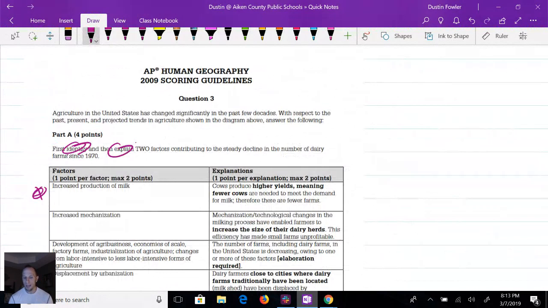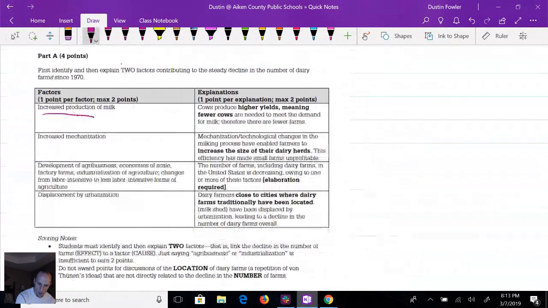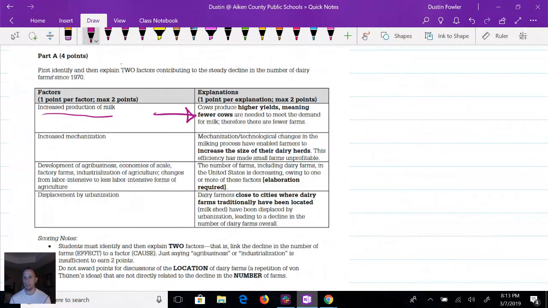Now, the way I like to think about this is that these are 2 separate things that they're asking you to do, all right? When you explain something, you can't do that in a simple sentence or phrase. You have to connect it to what they're asking you to explain. So to make this make sense, when you look at what it says for the factors and the identification, if you put increased milk production, that's the identification. Okay, there's not a whole lot more to say. That's the ID. Here is the explanation.